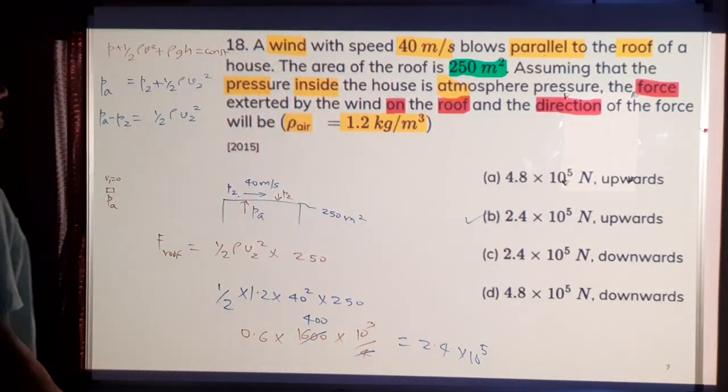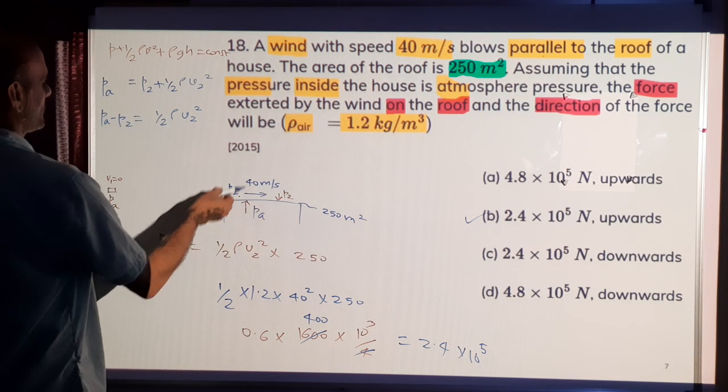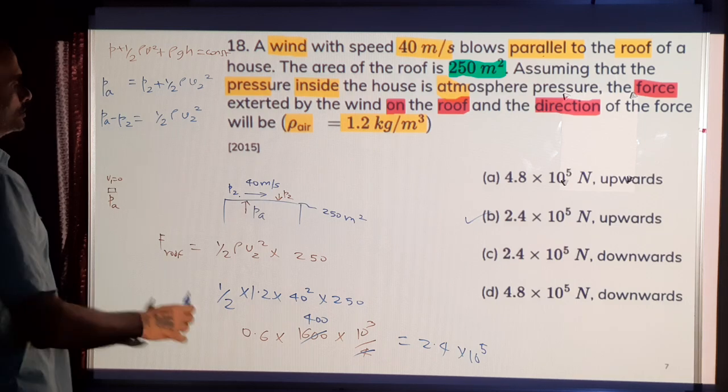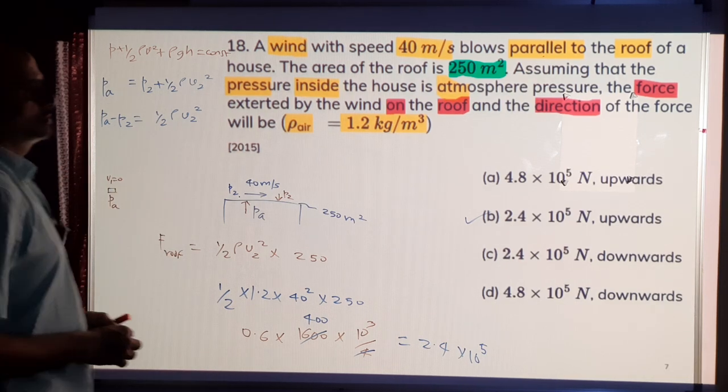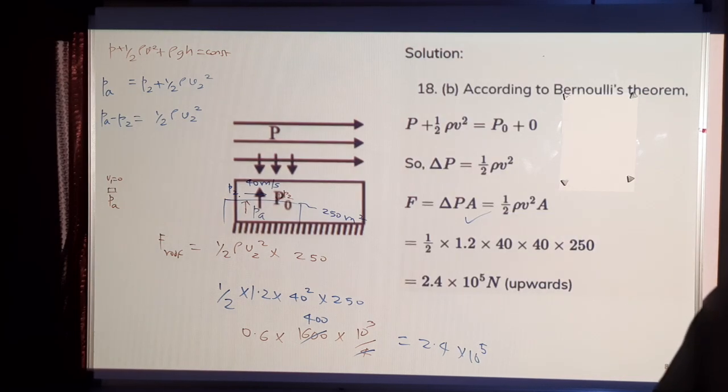And the direction of the force is upwards because atmospheric pressure is more. Here the pressure has dropped because velocity has increased. So here there is some sort of a partial vacuum. So there will be a net upward force. B is the correct answer.